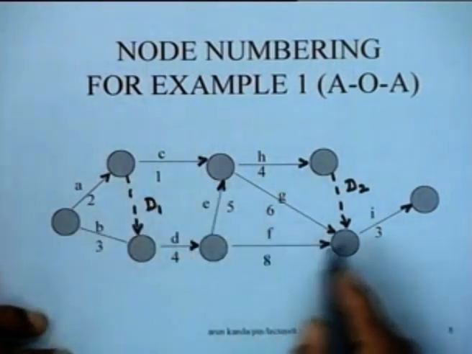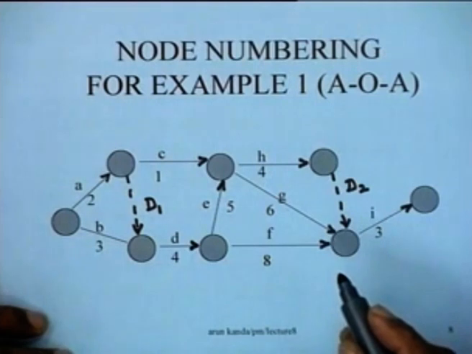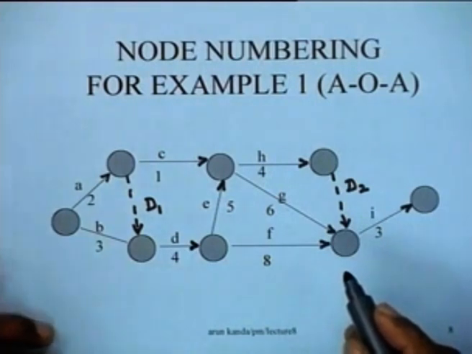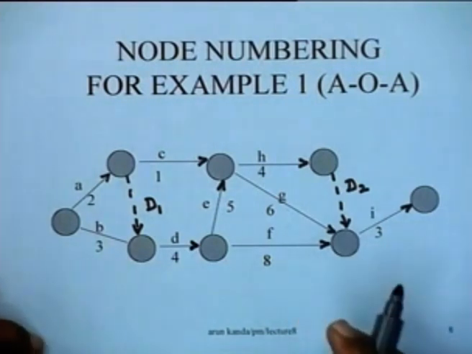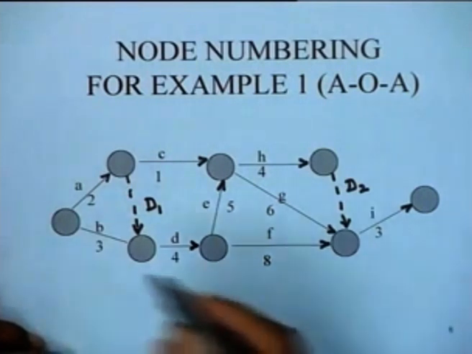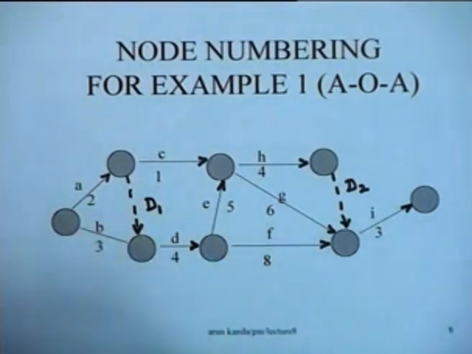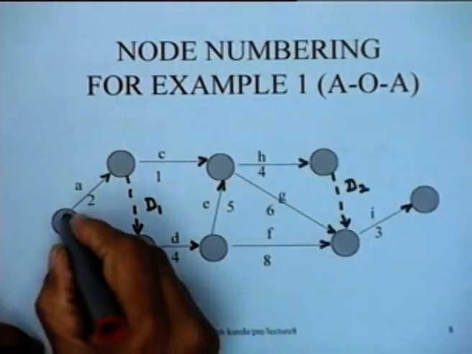The nodes are not numbered. The numbering of nodes is in fact the first crucial step before proceeding with the algorithm. In this case obviously there is only one source node. So, let us try to number the nodes of the network. The source node is numbered as node number 1.